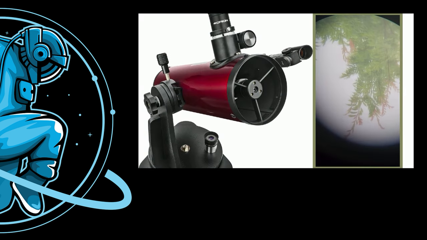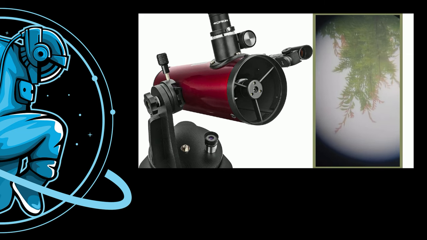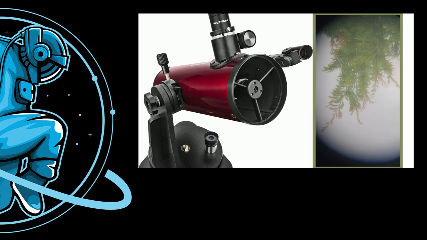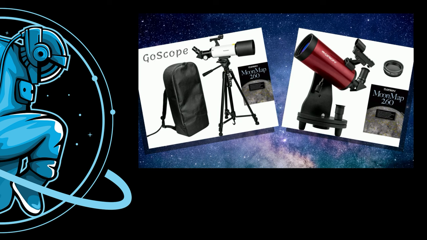A big downside of this telescope is that it can't be used for daytime viewing because it inverts whatever you were looking at. This means what you were looking at will be upside down. If you want a tiny telescope that shows things right side up, look into the Orion StarMax or the Orion GoScope.